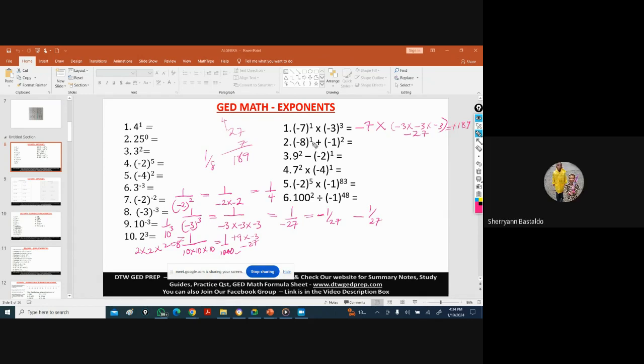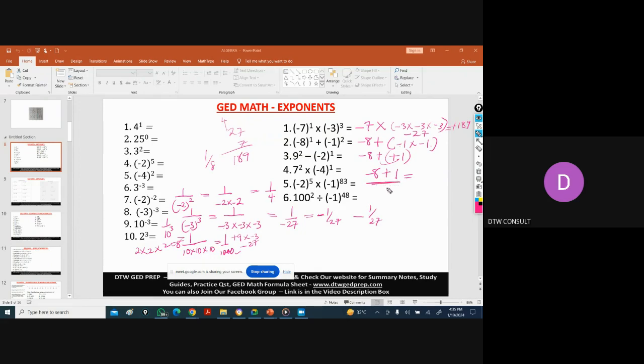Look at number two. This is negative 8 raised to the power 1. It will still give us a negative 8. Plus, this is a negative 1 raised to the power 2. So that's a negative 1 times a negative 1. What would that give us? A positive 1. So you open up this parenthesis. This is a positive 1, this is a negative 8. What is negative 8 plus 1?